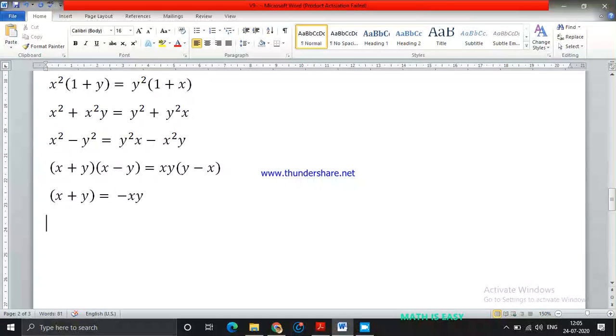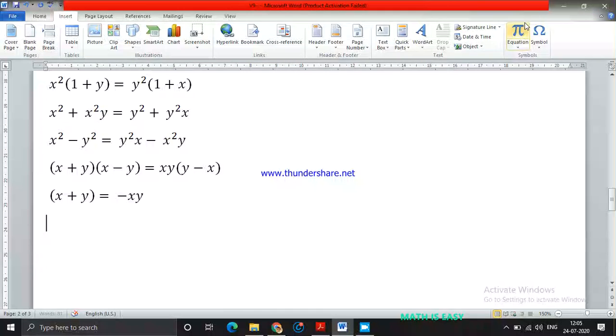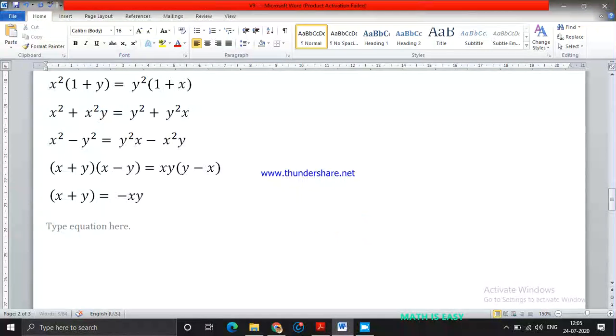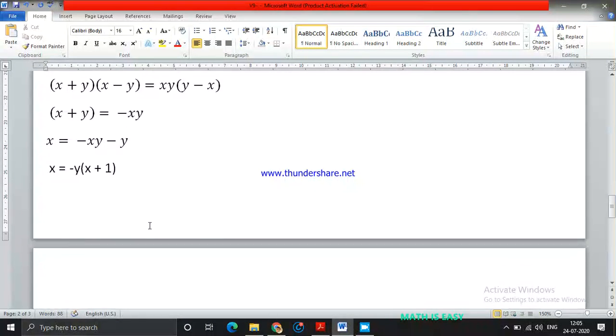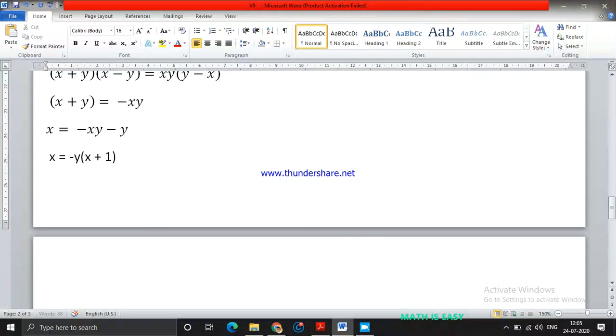So what I do here is, let me insert the equation. I'll keep x here. x is equals to, you may put x equals to minus xy minus y. I'm bringing this plus y to the right hand side, it will become minus y. So in the next step, what you can do is x is equals to, you can take a minus y common. If I take minus y common, I think I'll get x plus 1. Okay. If I take a minus y common, that's what I'm going to get.